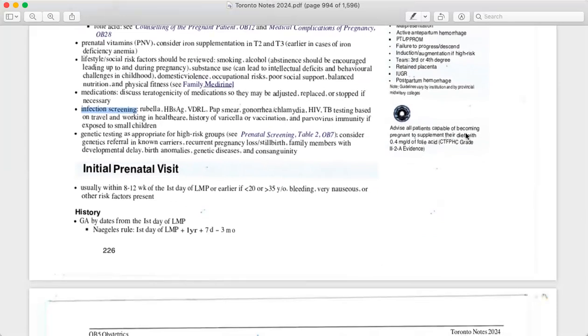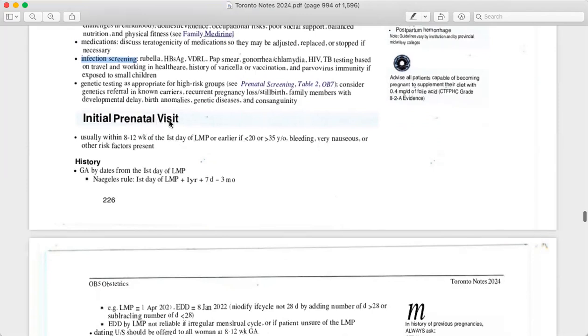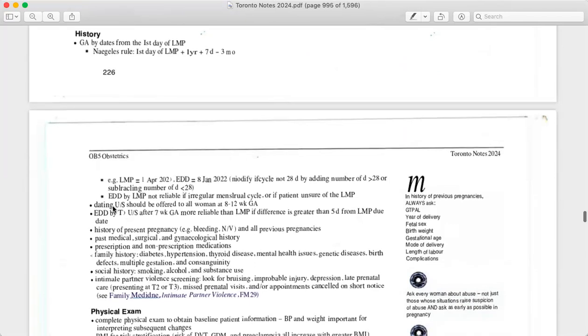Advise all the patients capable of becoming pregnant to supplement their diet with 0.4 mg of folic acid. What happens is they can prevent the neural tube defects. Then coming to the initial prenatal visits, you are going to start with the first one, second one, third one. So just know the basic one. What are you going to start?